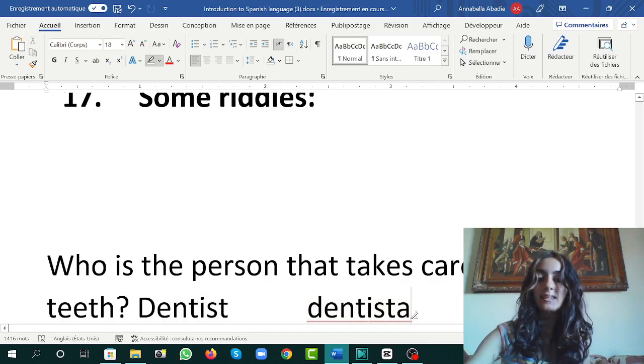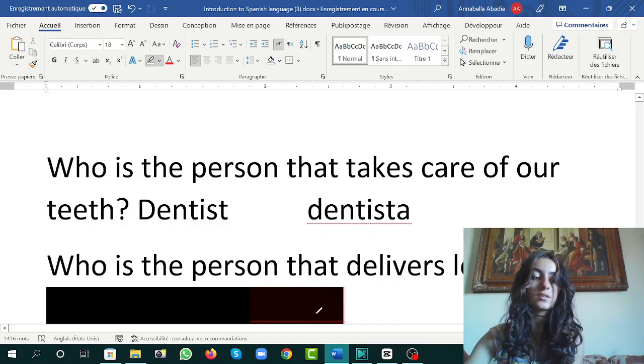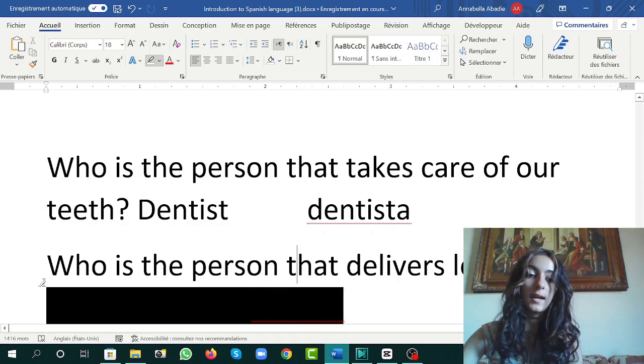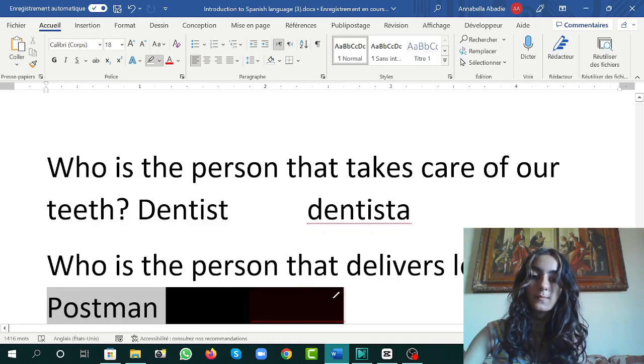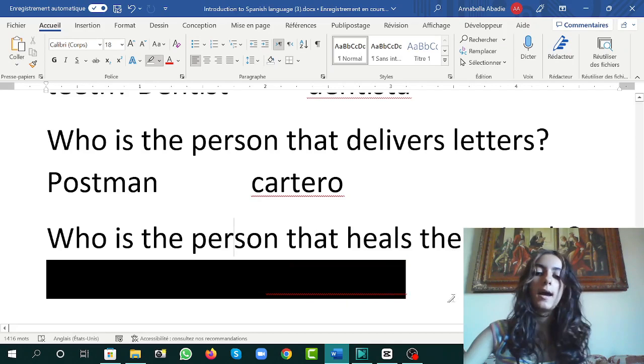Next question. Who is the person that delivers letters? 15 seconds, start. Nine seconds left. Three, two, one, time's up. The answer is postman. In Spanish, cartero.